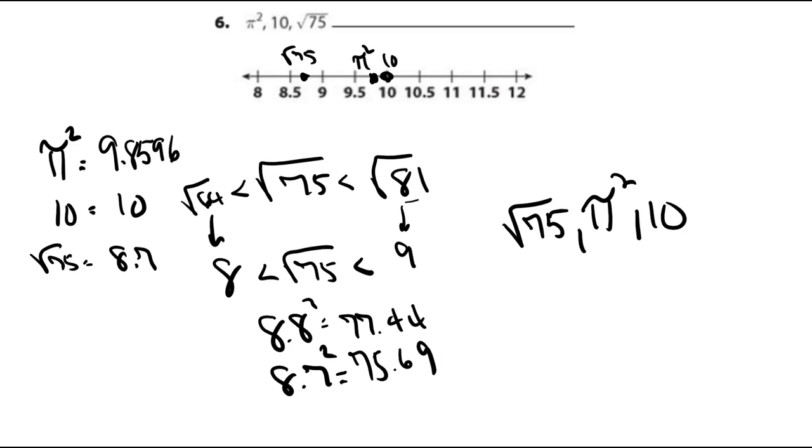Okay, again, you figure out about what each of these numbers equal, then you can plot them on your number line and read them from left to right for least to greatest, or from right to left for greatest to least. Hope you understood this.